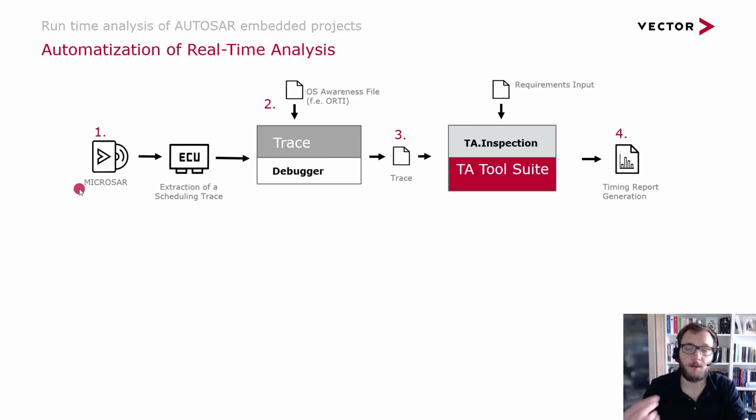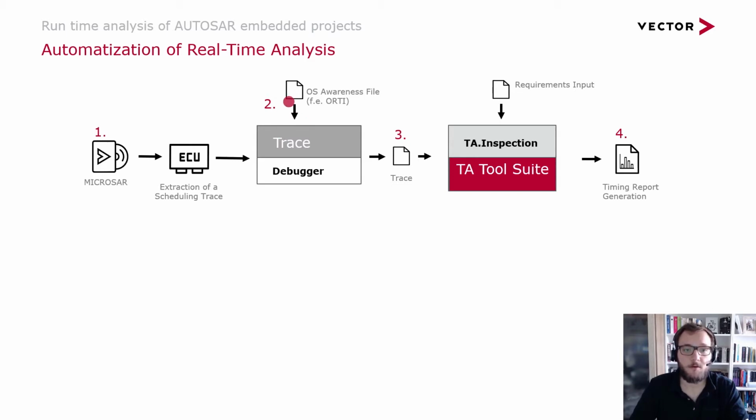And if you want to additionally record also the runnables that are running inside the tasks, you can additionally instrument in the DaVinci configurator the virtual function bus hooks. With that, you will also get the OS awareness file that can be used in order to configure your debugger so that it can record the scheduling trace.